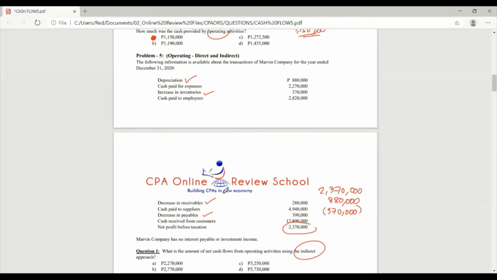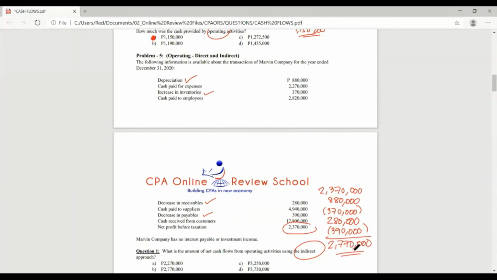Next, decrease in receivable, decrease in current asset, inverse relationship. Therefore, i-add mo si 280,000. Next, decrease in payable, decrease in current liabilities, meaning direct relationship kapag current liabilities, di ba? So dahil decrease siya, decrease din ang 390,000 natin. Okay? So may iba pa ba? Wala na. Yan na, okay na. So ano yung magiging sagot natin? Ang net cash inflow from operating activities natin using the indirect method is, compute mo lang, 2,770,000.